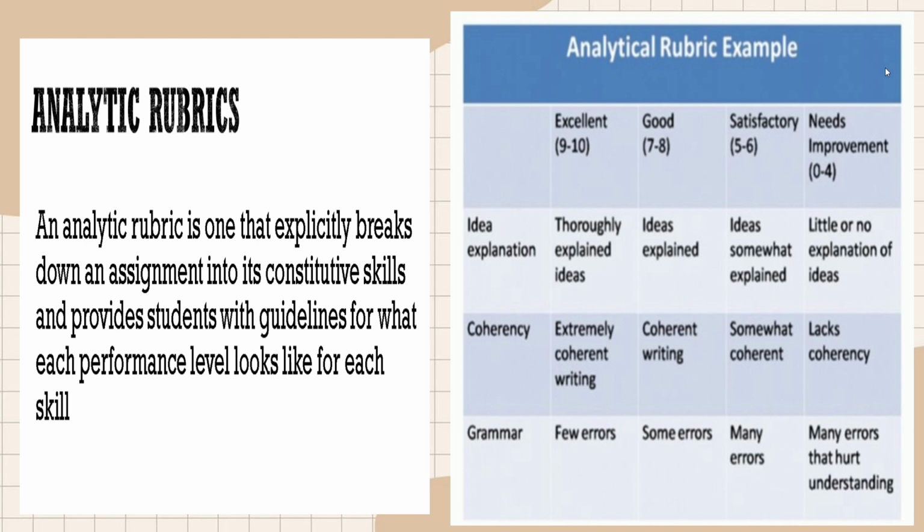So one of the types of rubrics is the analytic rubric. An analytic rubric is one that explicitly breaks down an assignment into its constituent skills and provides students with guidelines for what each performance level looks like for each skill. So break the task into components and score each separately. Provides detailed feedback, as you can see in the picture. An essay rubric with separate scores for grammar, thesis, and evidence. That's for the example.